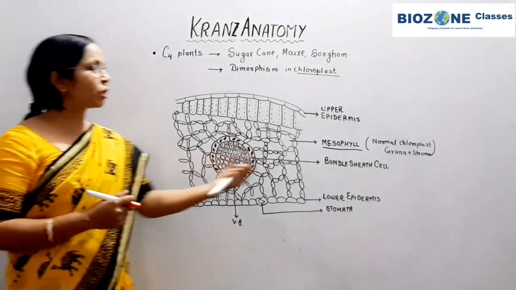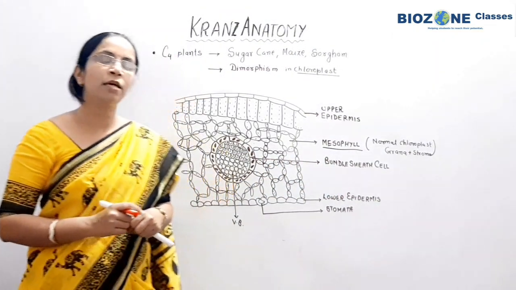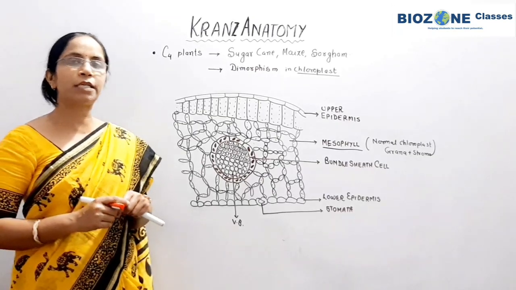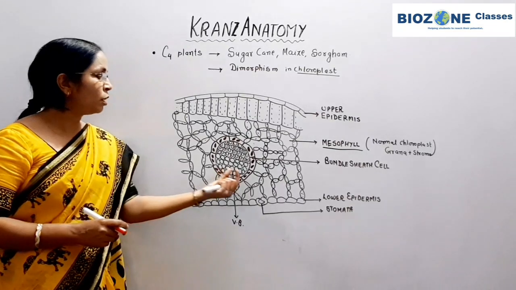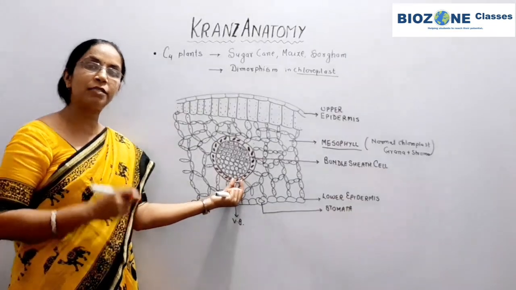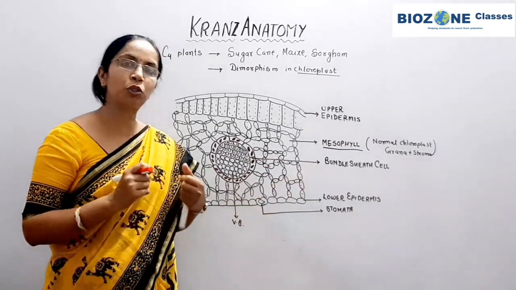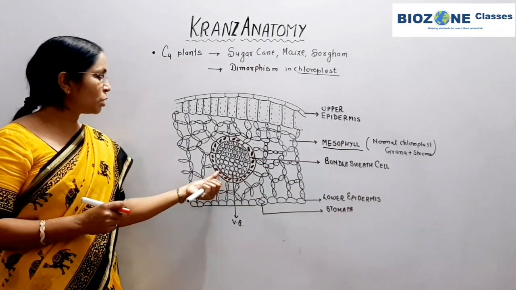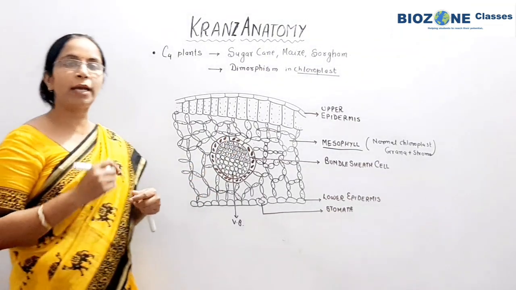The second special type of cells present are called bundle sheath cells. Multiple layers of bundle sheath cells are present, and these bundle sheath cells show the presence of chloroplast. This is a unique property of the C4 plant. The bundle sheath cell also shows the presence of chloroplast. You see clearly the size of the chloroplast. The chloroplast is quite large in size.